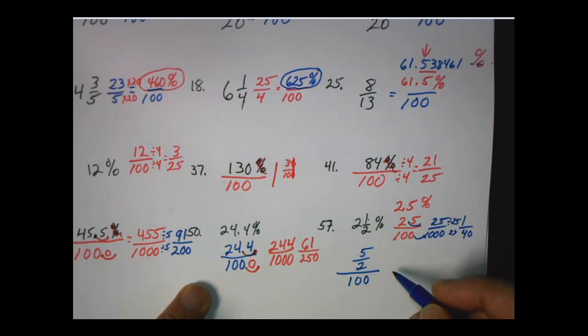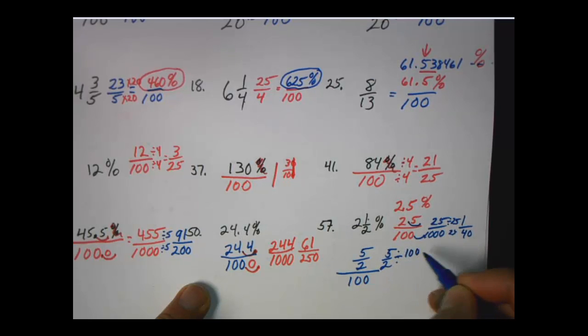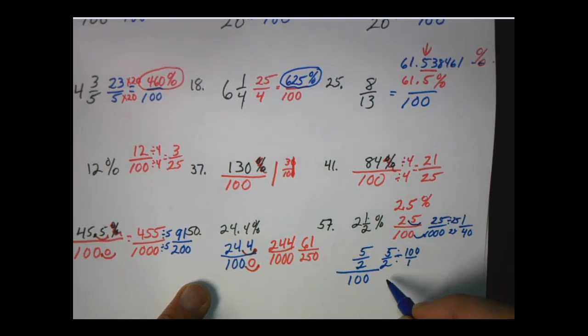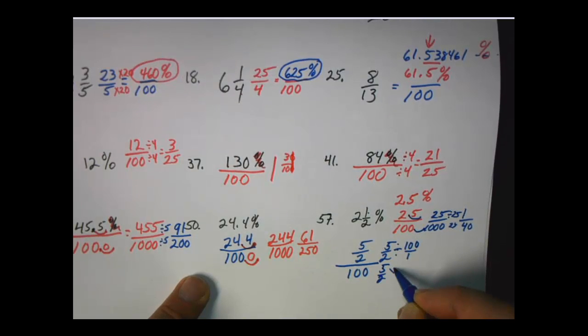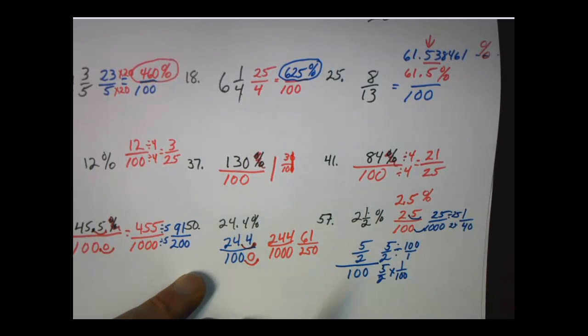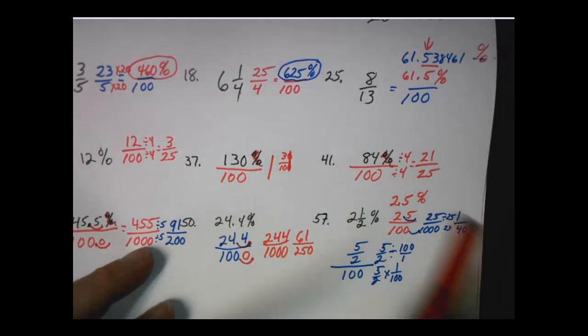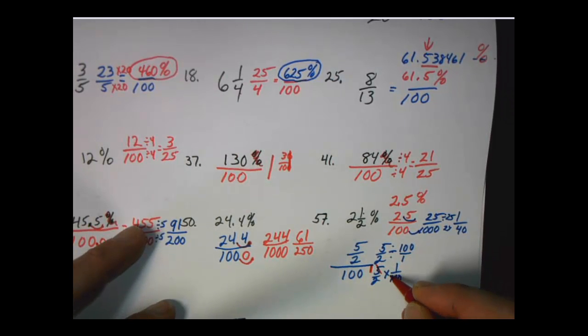Okay, so now this means that this is 5 halves divided by 100. So what we would do then is we're going to have 5 halves. We're going to divide by 100 over 1. Remember, we flip and multiply. Okay, so this then becomes 5 halves times 1 over 100. So any number on the top reduces with any number on the bottom, remember? So how many 5s in 5? 1. How many 5s in 100? 20. So 1 times 1 is 1. 2 times 20 is 40.